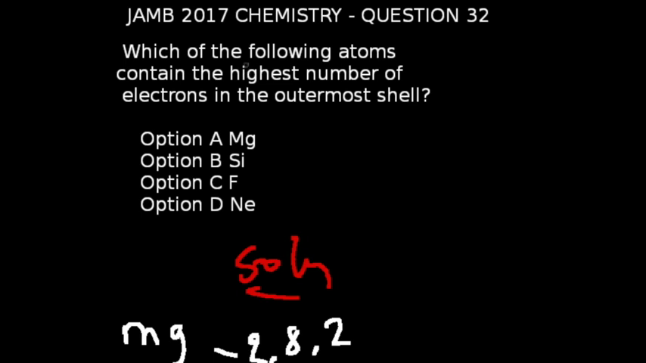Which of the following atoms contain the highest number of electrons in the outermost shell? This is question number 32 of the JAMB 2017 chemistry exams. The correct answer to this question is option D, which is neon. So let us look at why neon is our correct answer.